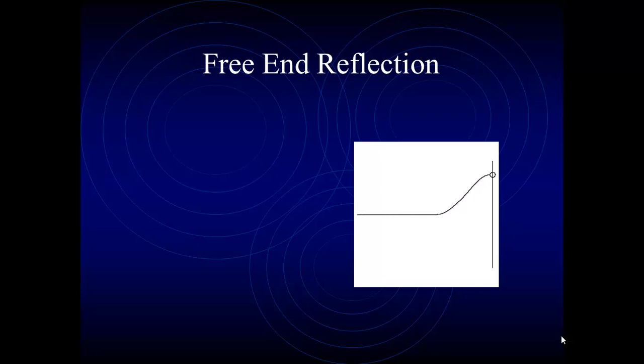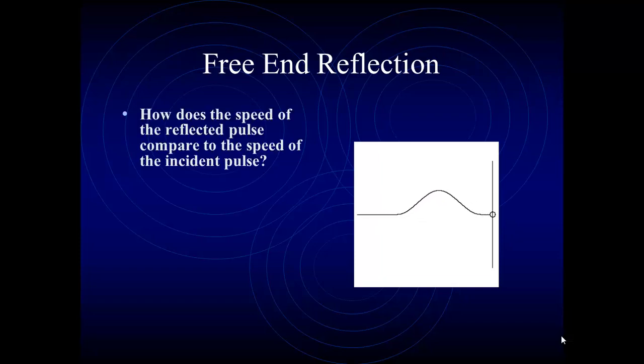The other type of reflection we can have is a free end reflection. Okay, notice on a free end reflection, as the wave hits that boundary, those particles are free to move around. So in other words, there's nothing anchoring them or holding them down. Okay, I'm going to ask you the same questions. As you watch the incident pulse, look at what happens as it reflects and travels back towards the left. Okay, look at the speed first. How does the speed of the reflected pulse compare to the speed of the incident pulse? Okay, do you notice that it's the exact same speed? So just because we're hitting a boundary doesn't mean that our speed is changing in this example.